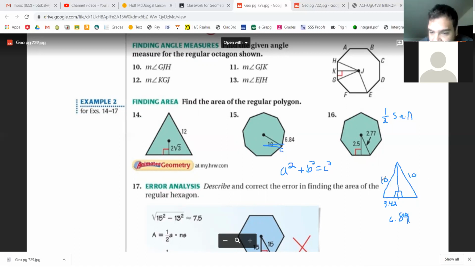So c squared in this case is going to be 10. So we got 10 squared plus, we don't know what this one is, so let's just call it a because it also matches with apothem. But b squared is going to be 3.42 squared. And this is a squared. I don't know what it is. Remember, a and b are interchangeable. It doesn't matter which one's a, which one's b.